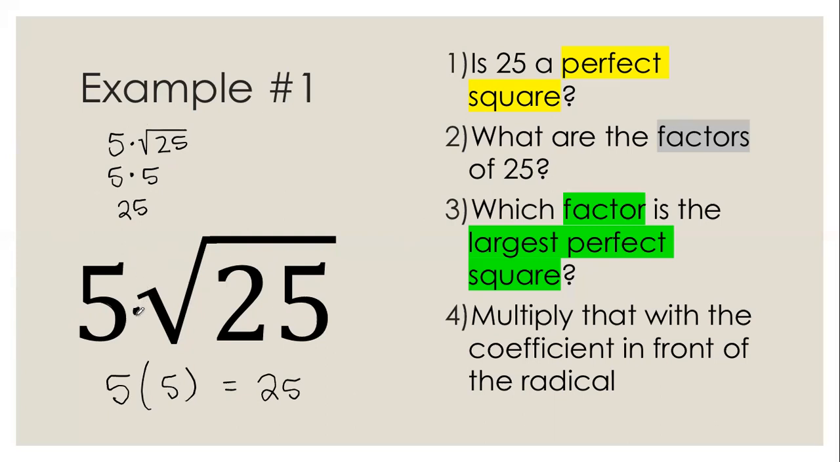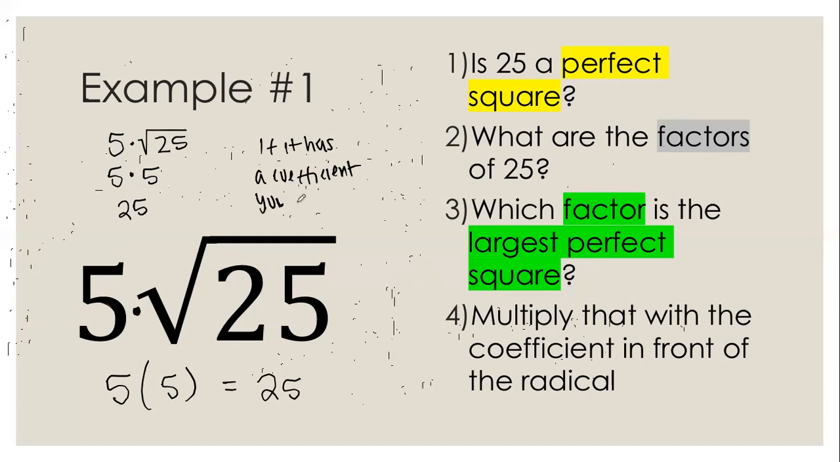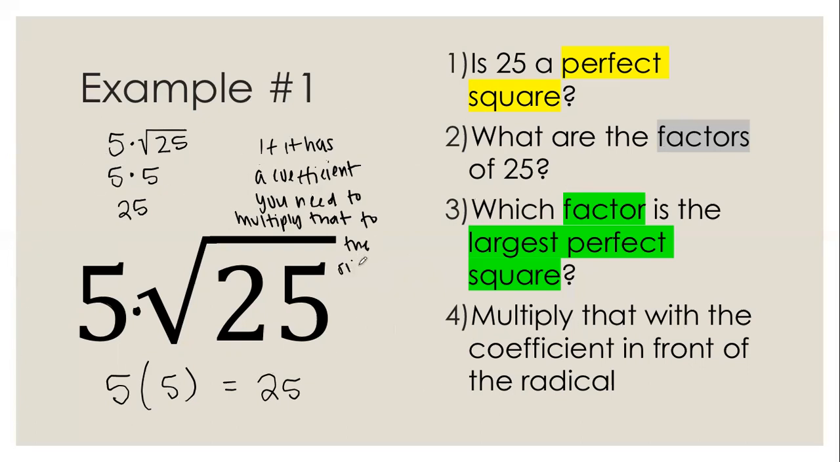So if it has a coefficient, you need to multiply that to the simplified radical.